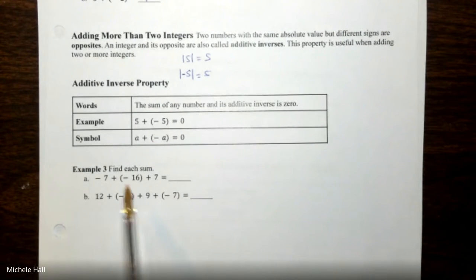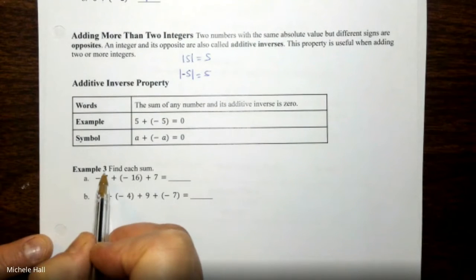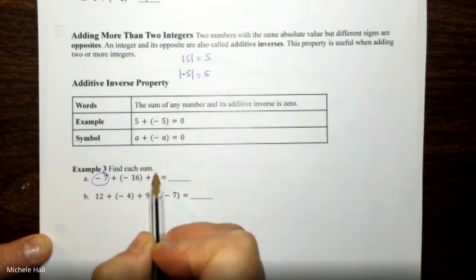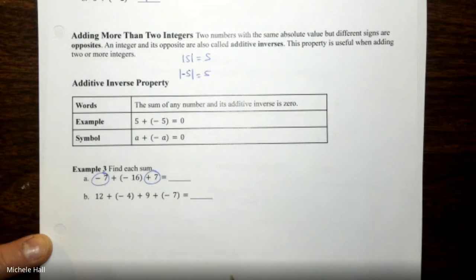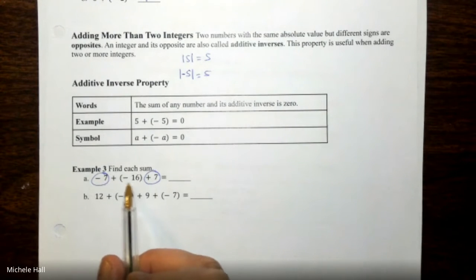Find the sum. I have -7 plus -16 plus 7. I see opposites here. -7 and +7 equals 0, and that leaves an answer of -16.